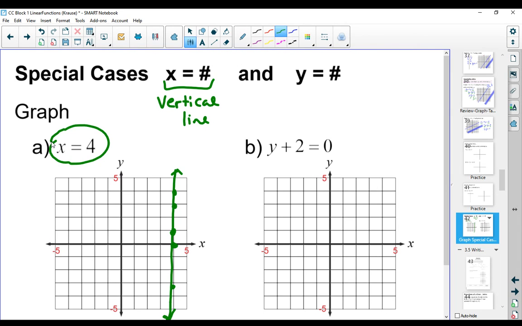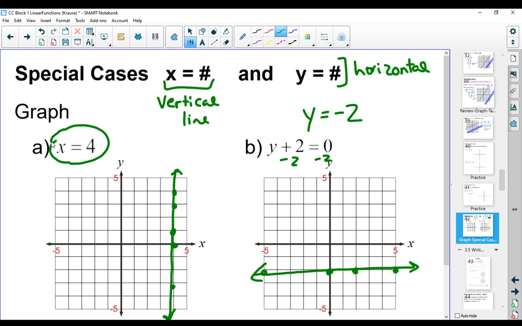Now, if I have y plus 2 equals 0, I just need to rearrange that. Y equals negative 2. I'm subtracting 2 from both sides. And if I plot on my graph all the places where y equals negative 2, here, and here, and here, and over here, this is going to give me a horizontal line. So anywhere where y equals a number is a horizontal line. So you're going to come across these special cases every once in a while. That's just a couple examples.